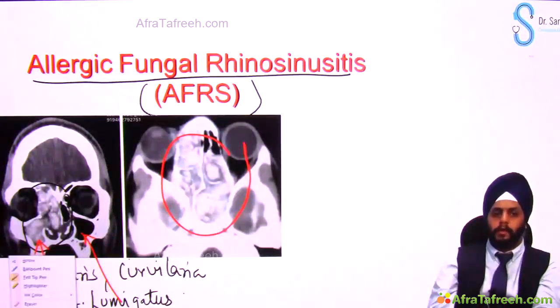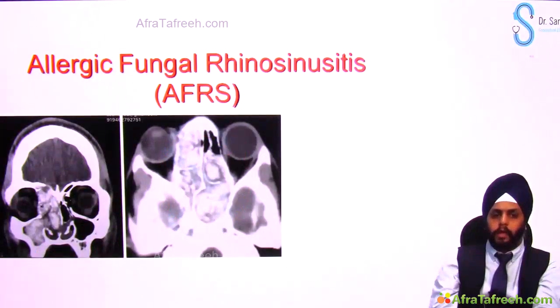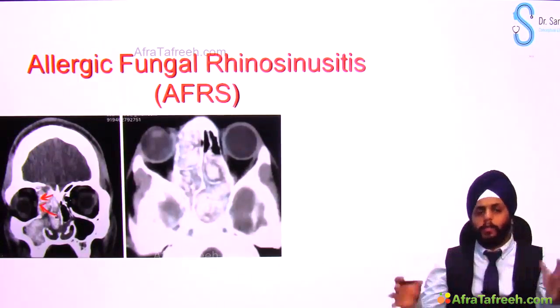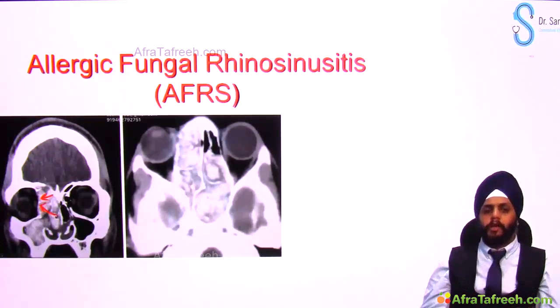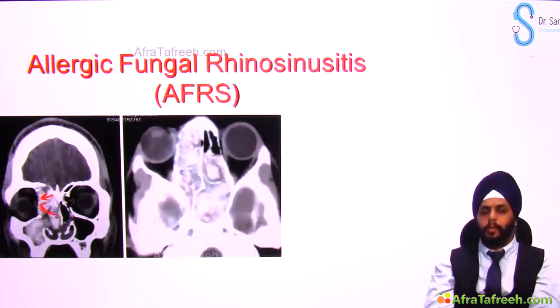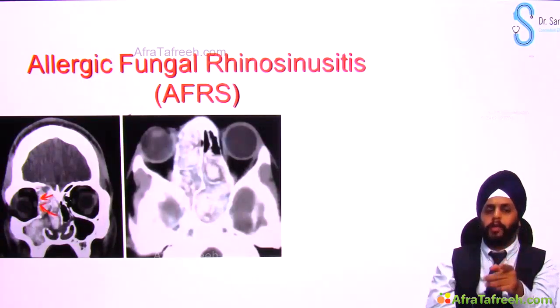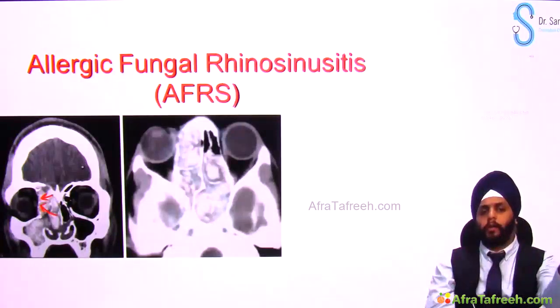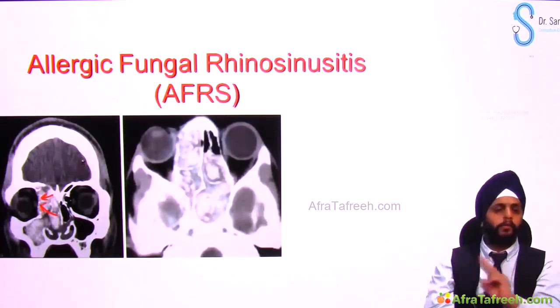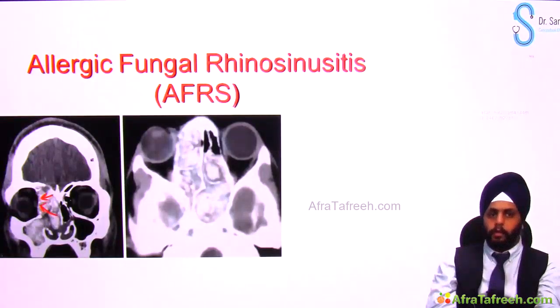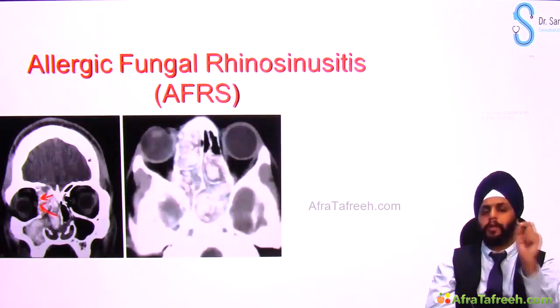Now, when we see this, we will notice that over here, the bone is eroded. The bone is eroded because of the chronic pressure. Because there is a lot of pressure, it can erode the bone. So bone erosion is present. But if you notice, in spite of this bone erosion, the fungus has not gone into the orbit and involved the orbit. There is no invasion into the orbit. The bone is eroded because of pressure.